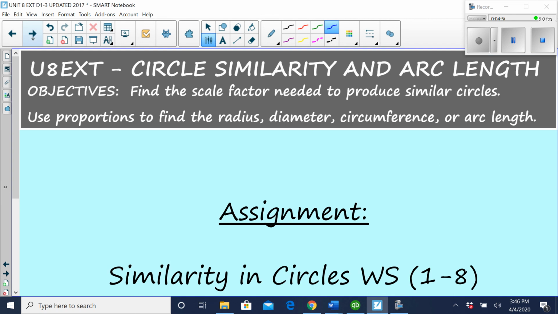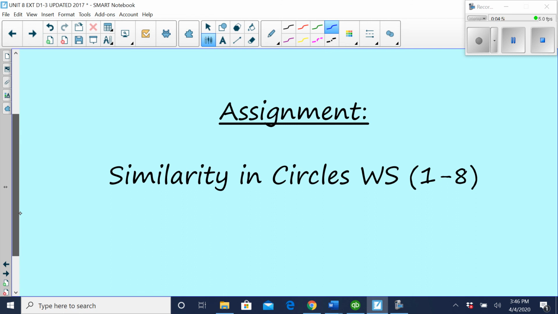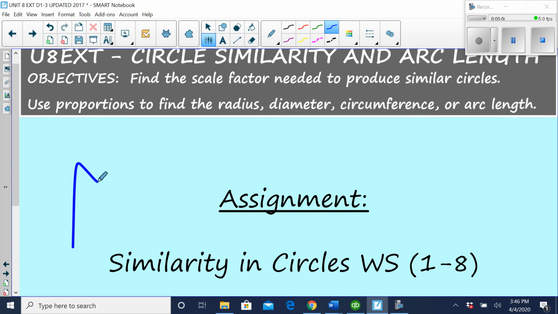Okay, short lesson for today. Assignment is just going to be similarity and circles worksheet 1 through 8. There's a couple practice writing the equation of a circle, up to you if you want to do those two, but 1 through 8 is the assignment for today.